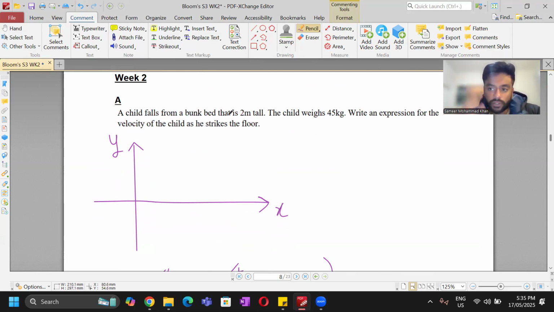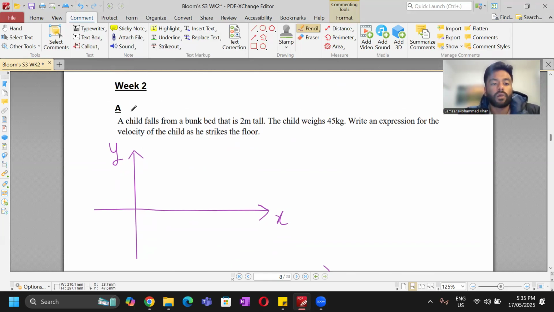So I've spoken enough. Let's just do this question now. All right, so problem set A. A child falls from a bunk bed that is 2 meters tall. The child weighs 45 kilograms. Write an expression for the velocity of the child as he strikes the floor. So here's a bunch of text. Let's translate this into a corresponding particle flow diagram.